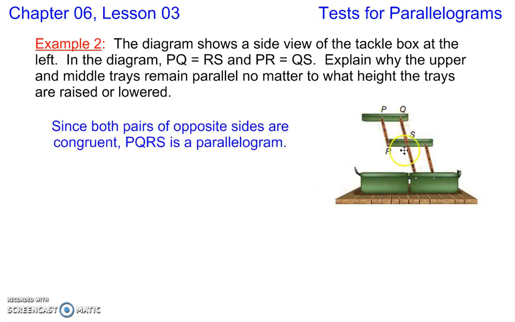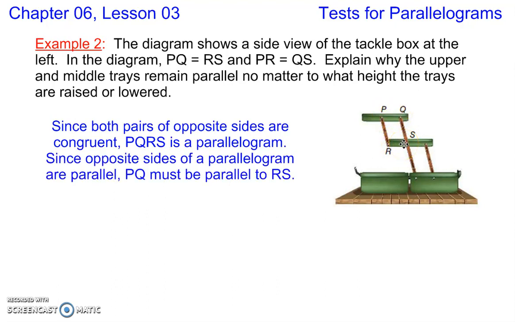So, whether they're raised or lowered, since both pairs of opposite sides are congruent, this is congruent to this, and this is congruent to this, we have a parallelogram. Since opposite sides of the parallelogram are parallel, PQ must be parallel to RS, no matter how you tilt it. So it's always going to be parallel.